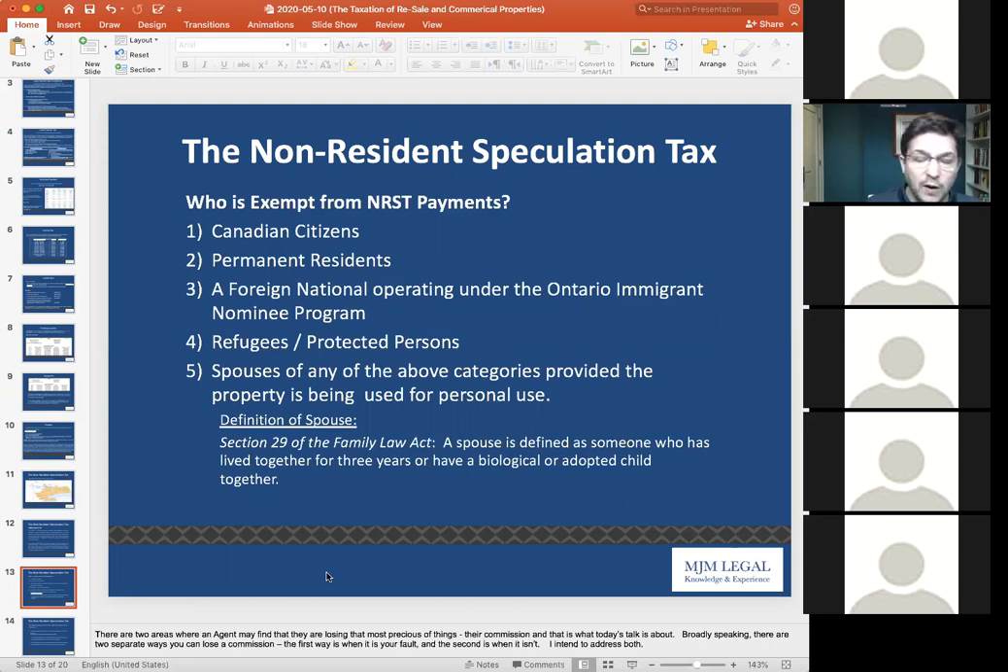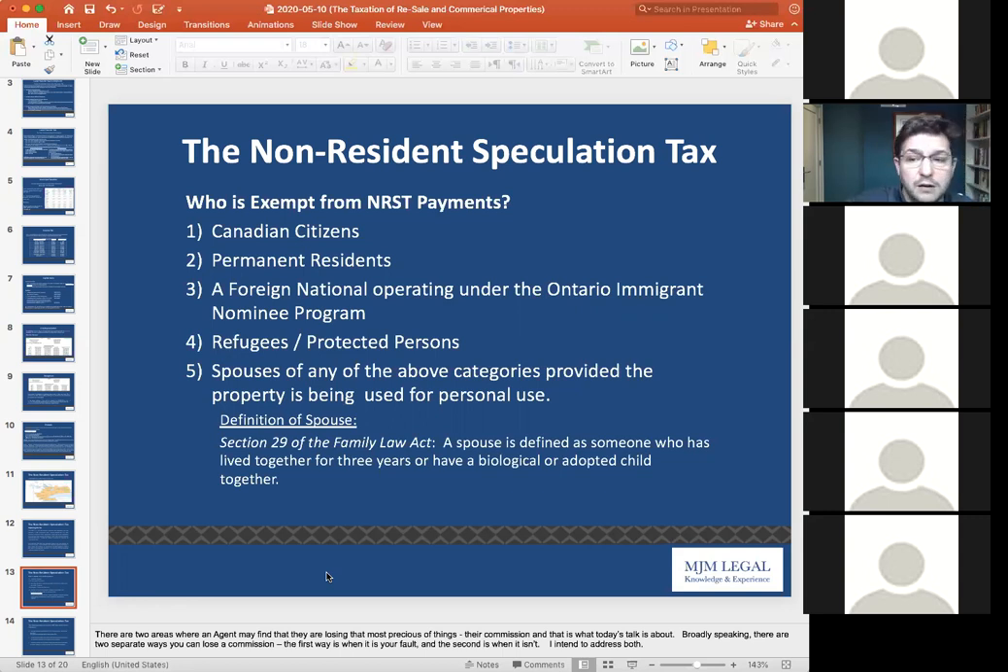And who's exempt? Well, the majority of us. Canadian citizens. So if you have a Canadian passport, you are exempt, period. Doesn't matter where you live in this world. You can be in Dubai, you can have been there for 10 years. If you have a passport, you're done. Anyone who's a permanent resident. Anyone who is operating under the Ontario Immigrant Nominee Program. That is to say, they have been brought into this country through the registered provincial body that has been delegated by the federal government as taking in the people who will eventually become PRs.